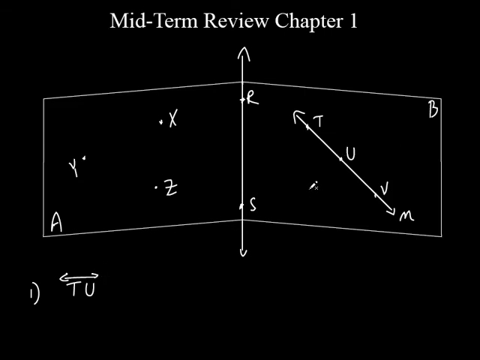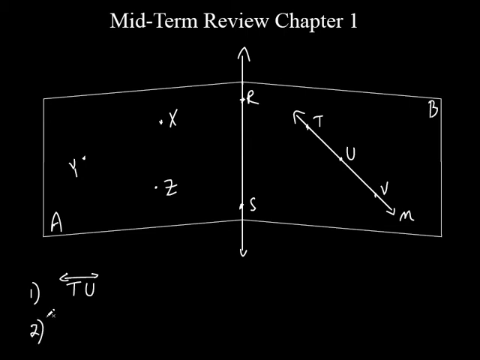The thing that not a lot, but several people did, was they put line TUV. That's not it, all right? You can't use 3 points to name a line. You use 3 points to name an angle, but you can't use 3 points to name a line. Everybody understand that? Okay, so that would be one possible answer for number 1.